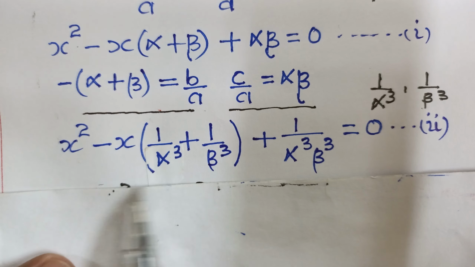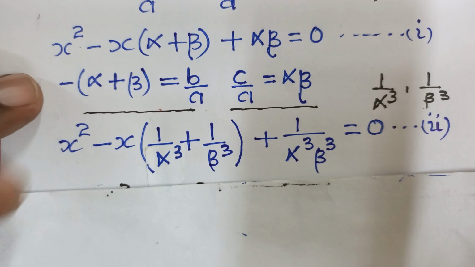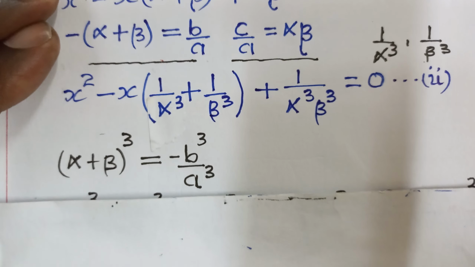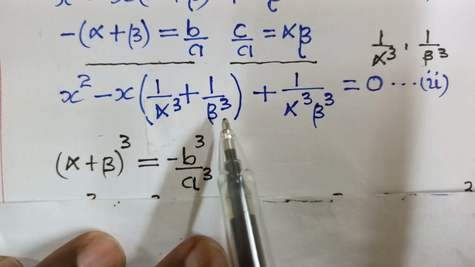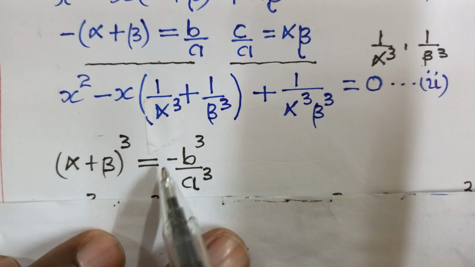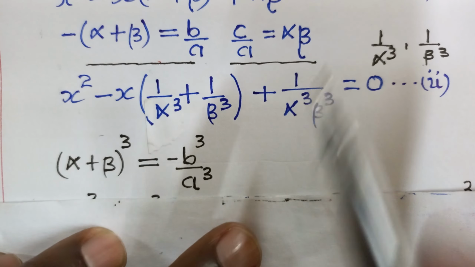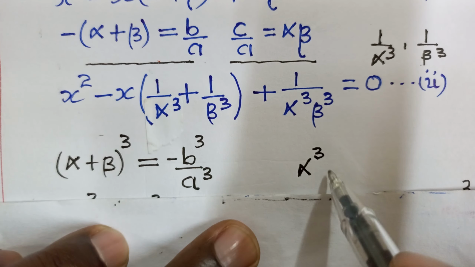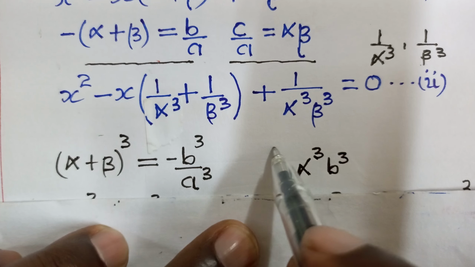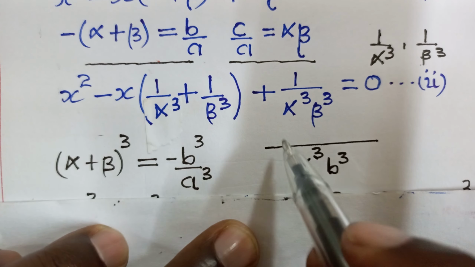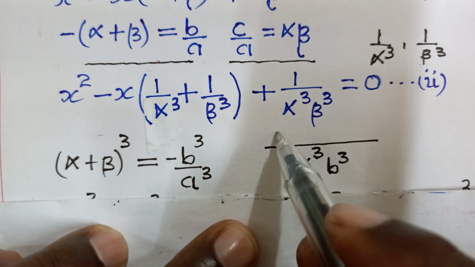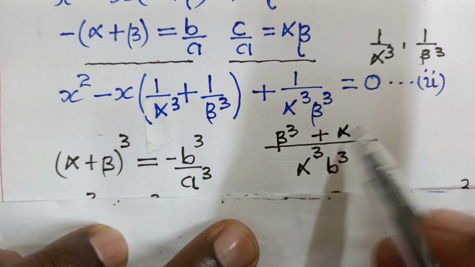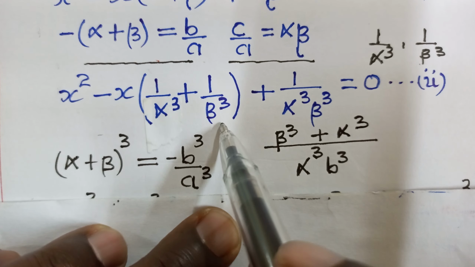So we want to transform this equation in terms of a, b, and c. Let's see what we can do. When we come to this position, this term you see here can be changed to alpha cubed beta cubed, and then the numerator is going to be beta cubed plus alpha cubed. So these are similar.